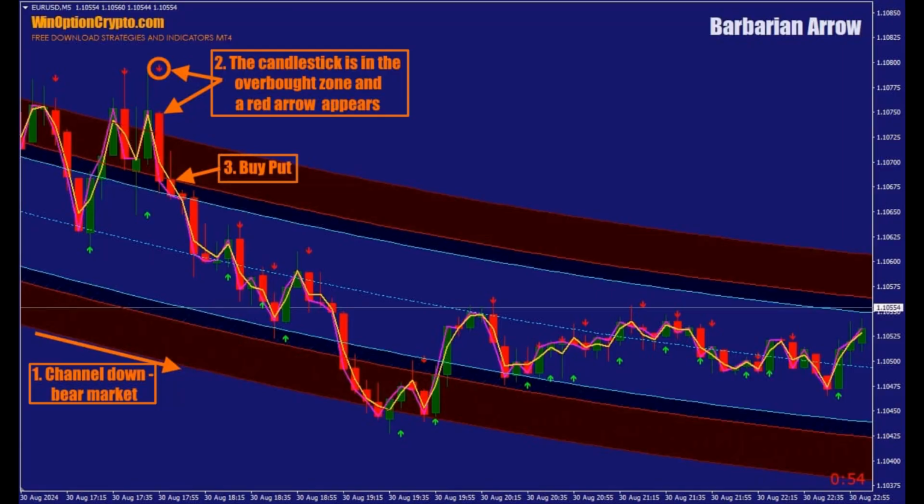We recommend setting the expiration time of transactions to 3 candles. However, this period may work differently depending on your asset. Therefore, we advise you to choose the optimal expiration time based on the characteristics of the financial instrument you have chosen and the results of testing on historical data.